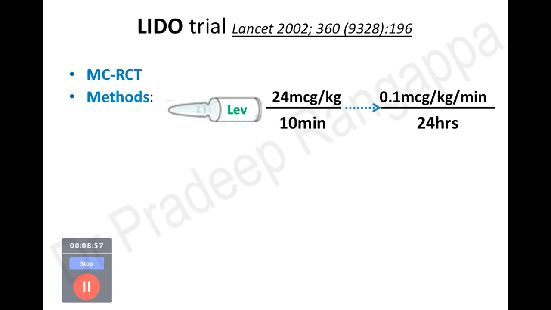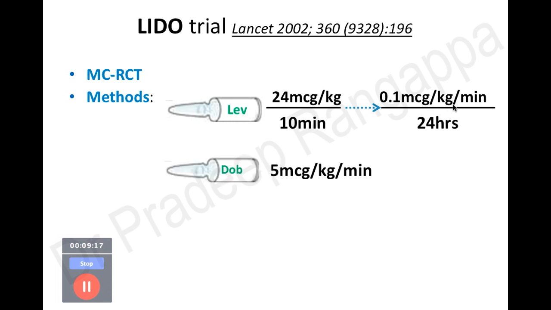So this was a landmark trial called the LIDO trial that came out in Lancet. It was a multicentric randomized controlled trial where they used levosimendan 24 micrograms per kg as a bolus. Generally it is given as a bolus followed by an infusion of 0.1 to 0.2 micrograms. Here they used 0.1 micrograms per kg per minute for 24 hours.